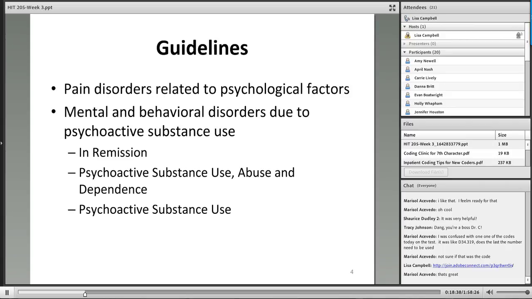All right, the next guideline, psychoactive substance abuse, use, abuse, and dependence. Now, what's really funny about this particular guideline, and I have to chuckle every time I see this, when I first saw it, I said, okay, I'm reading this and it doesn't make any sense. Let me read it again. Sometimes you got to read things more than once so that you can ensure that you understand it.